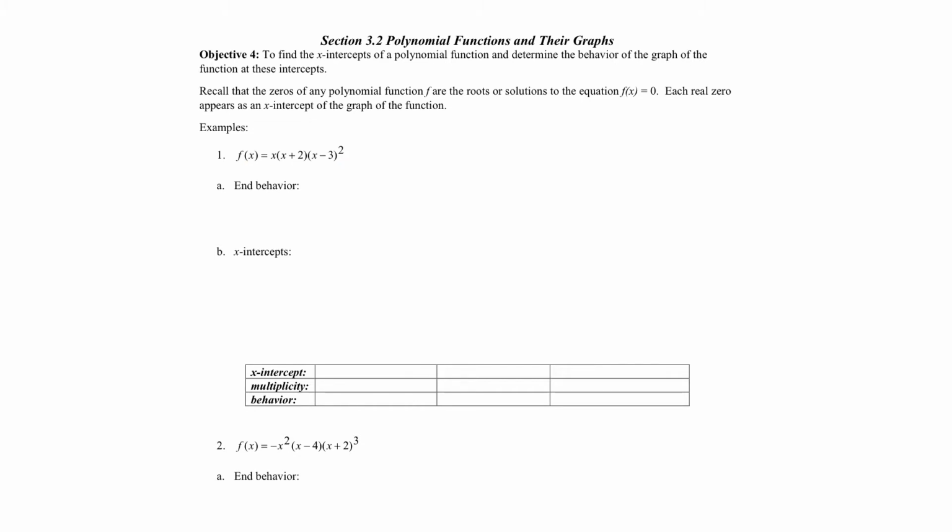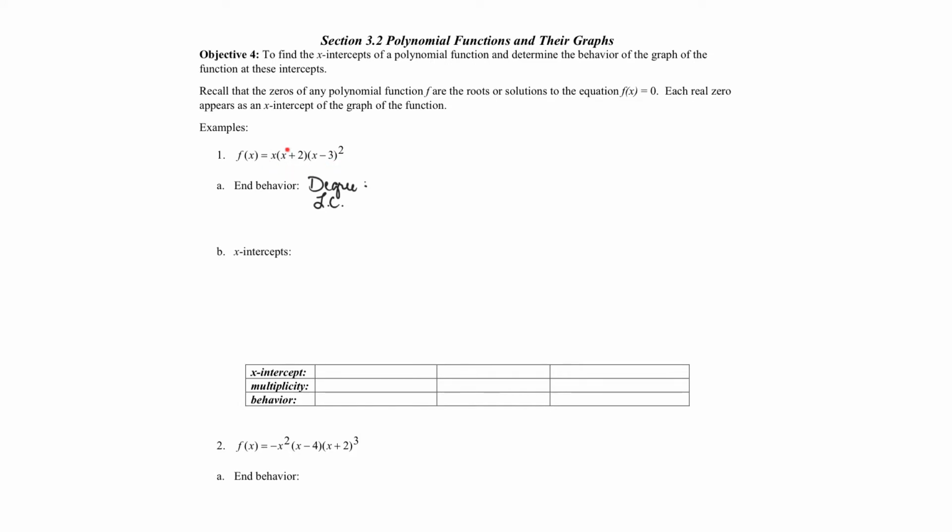I have f of x equals x times (x plus 2) times (x minus 3) quantity squared. The end behavior, well, that has to do with what? The degree of the polynomial and the sign of the leading coefficient. Now, this one's already factored, so I need to count up how many linear factors of x there are, and that will tell me the degree of this already factored polynomial.